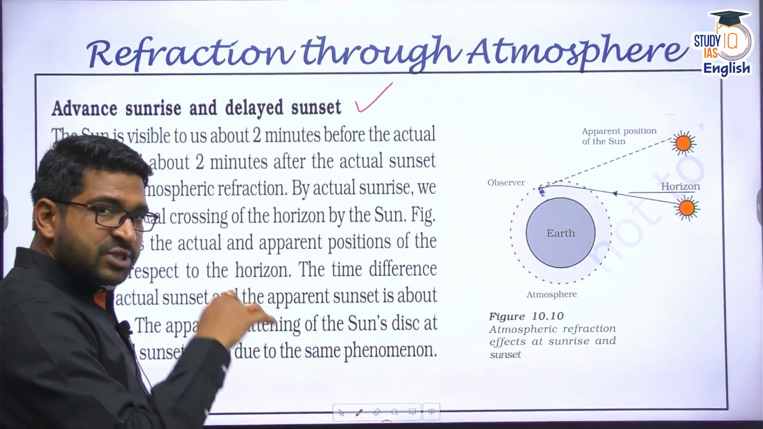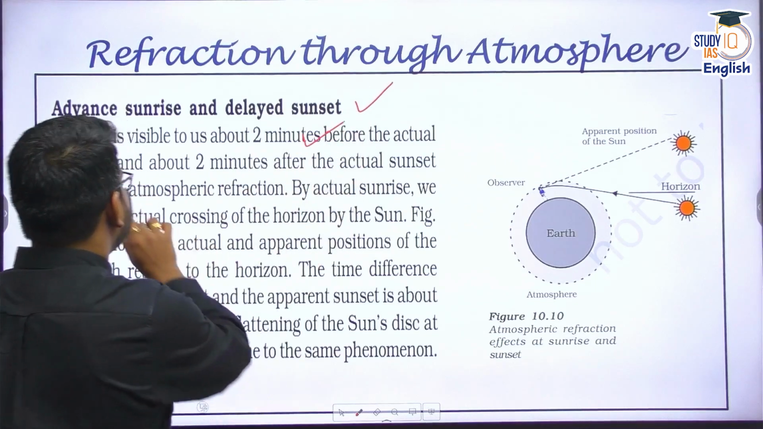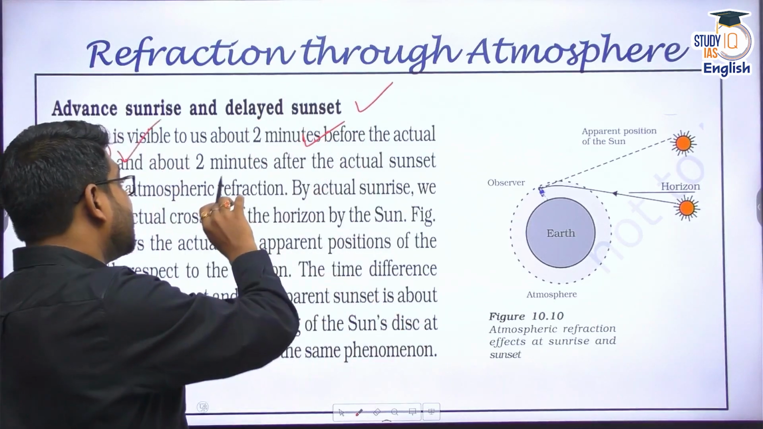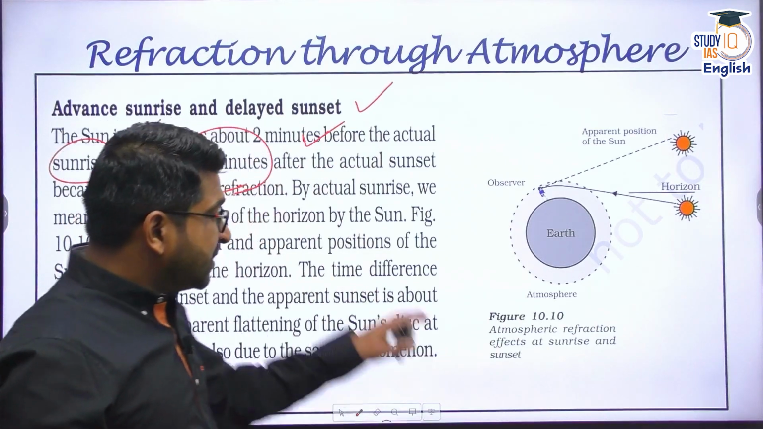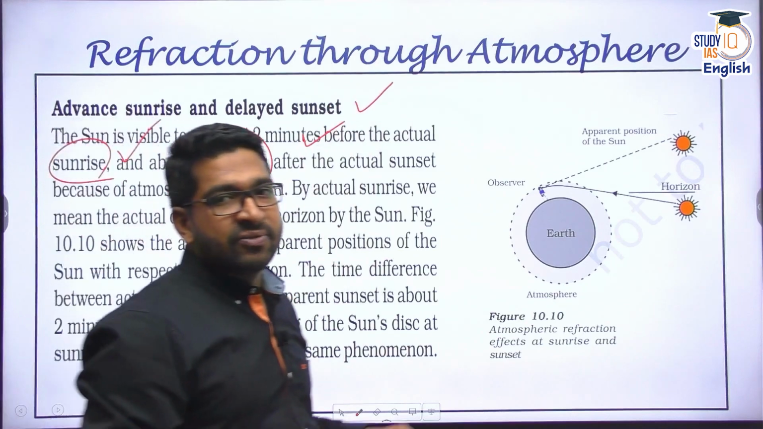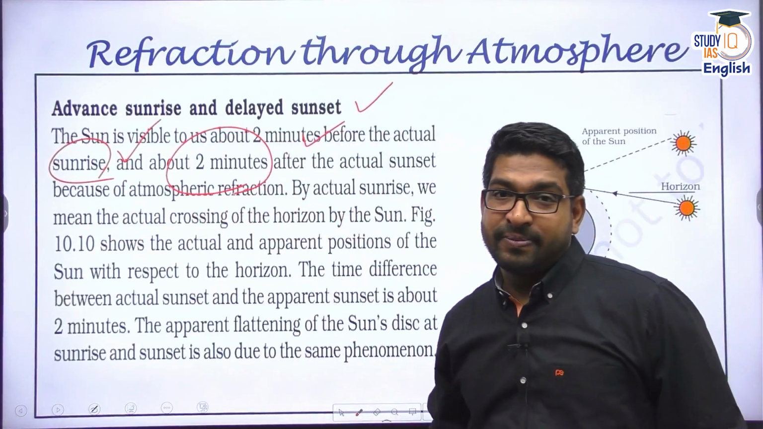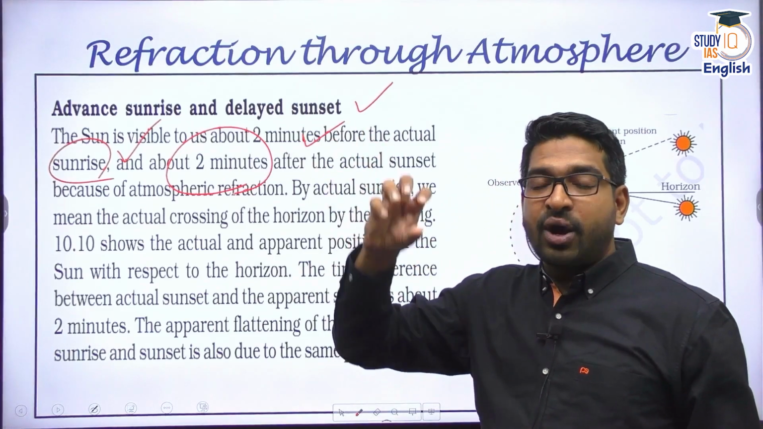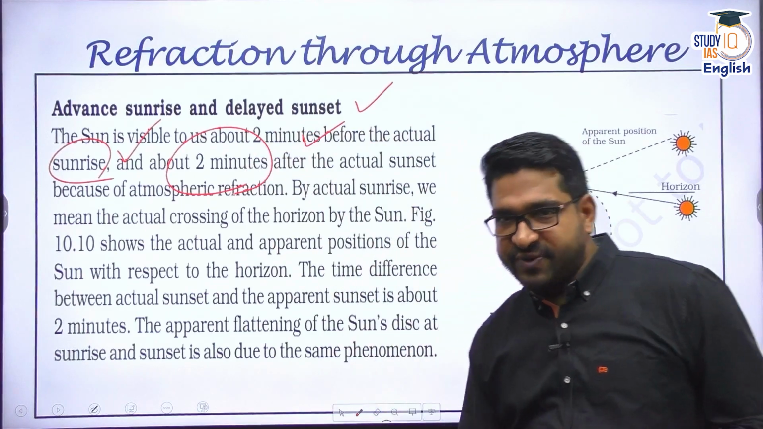The sun is visible almost 2 minutes before the sunrise itself. Before actual sunrise, we can see the sun, and after the sun has set, we can see it for another 2 minutes. This is again because of the phenomenon of refraction. We see early sunrise and delayed sunset due to the apparent position of the sun. Again, refraction through the atmosphere.